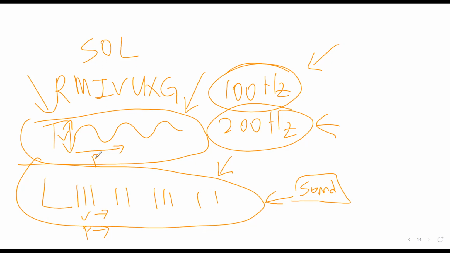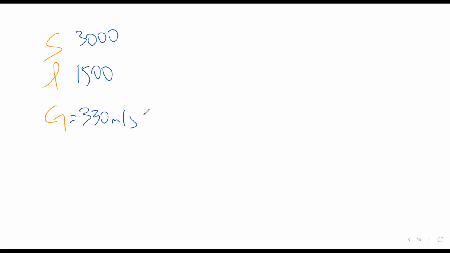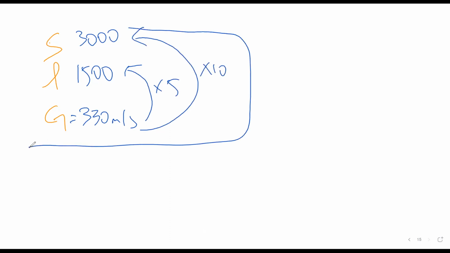The speed of sound, wait guys. The speed of sound in either solid, liquid, or gas. You always remember the gas one first. How much is the speed of sound in air? Somewhere around 330 meters per second. Then this is 1,500, and this is above 3,000. You always remember multiply by 5 and then multiply by 10 roughly. Remember this, you need to know this when you do your calculation.